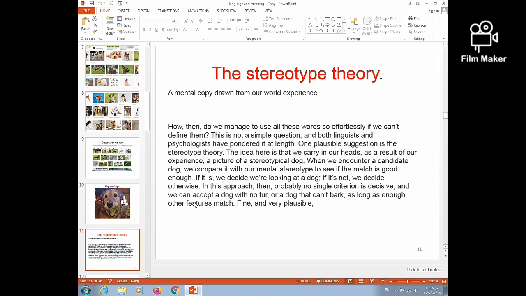We have a mental copy for birds. So when we look at a sparrow, what happens is that I match the sparrow I see in reality with the sparrow that I store in my mind, a mental copy, a mental image of the sparrow.